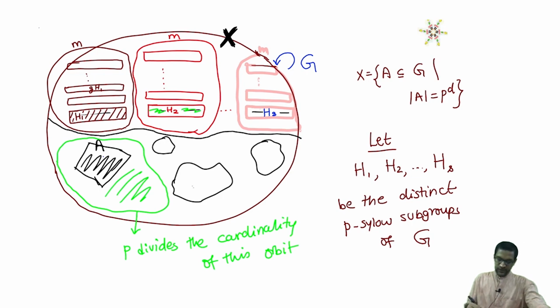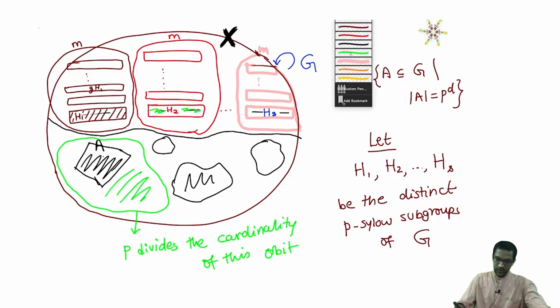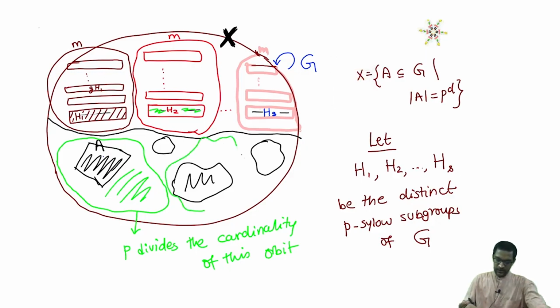Okay, and the same holds for the other subsets as well. So if I pick some other arbitrary subset A which is not in this orbit, and I look at its orbit, how many other subsets are obtained by left translating this by G, that orbit again will have cardinality which is a multiple of P, and so on. Okay. So finally, where does this lead us?